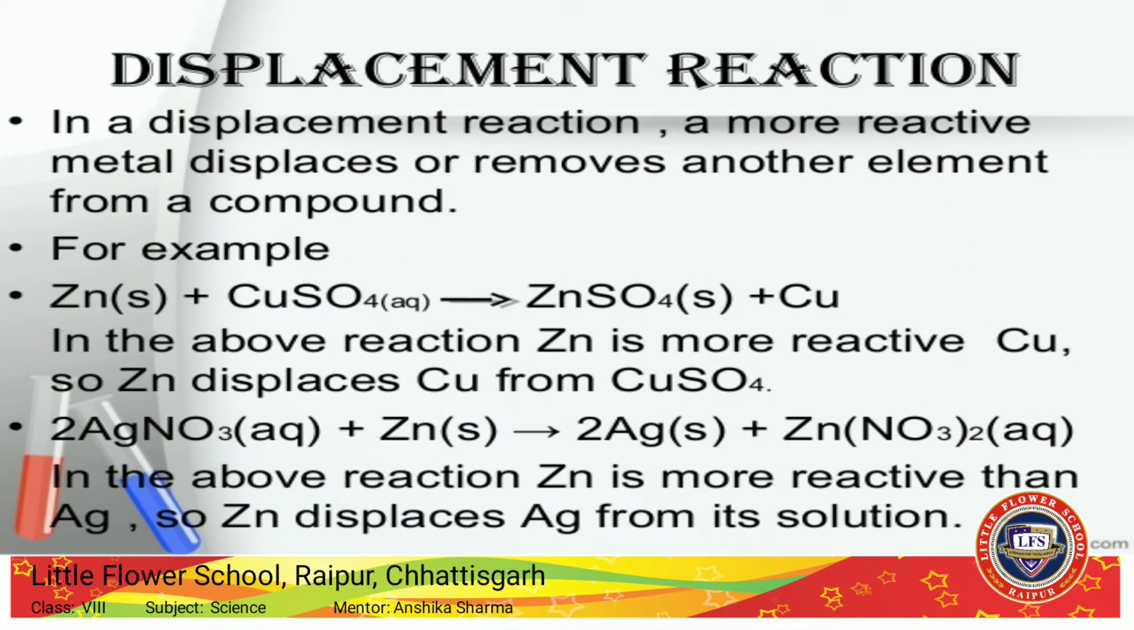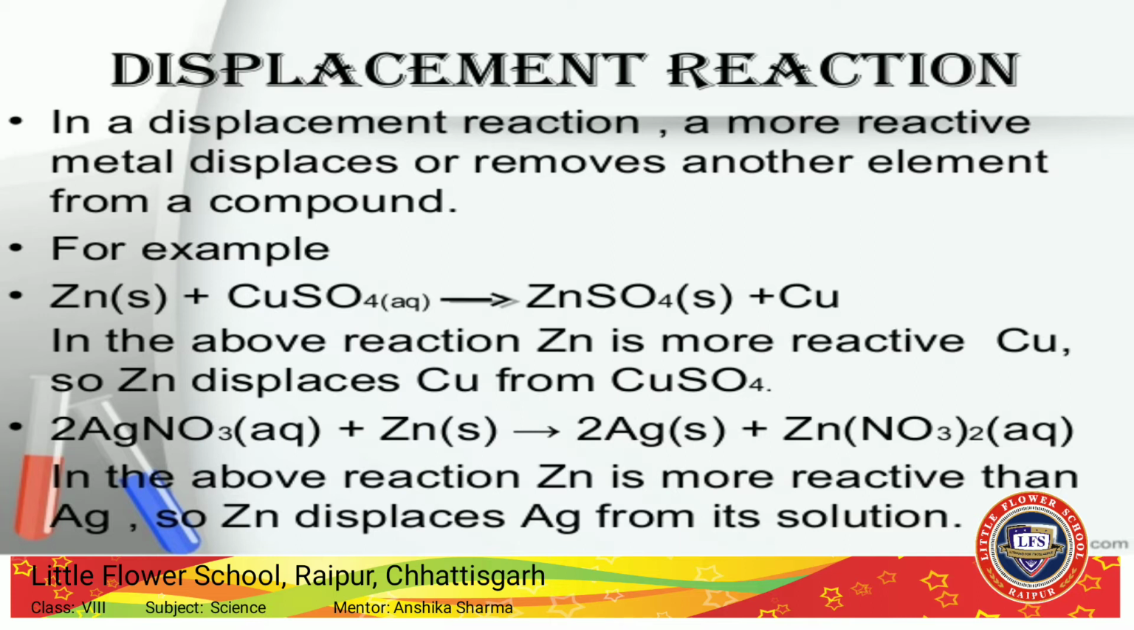Displacement reaction. In a displacement reaction, a more reactive metal displaces or removes another element from a compound. For example, Zn plus CuSO4 gives ZnSO4 plus Cu. In the above reaction, Zn is more reactive than Cu, so Zn displaces Cu from CuSO4.